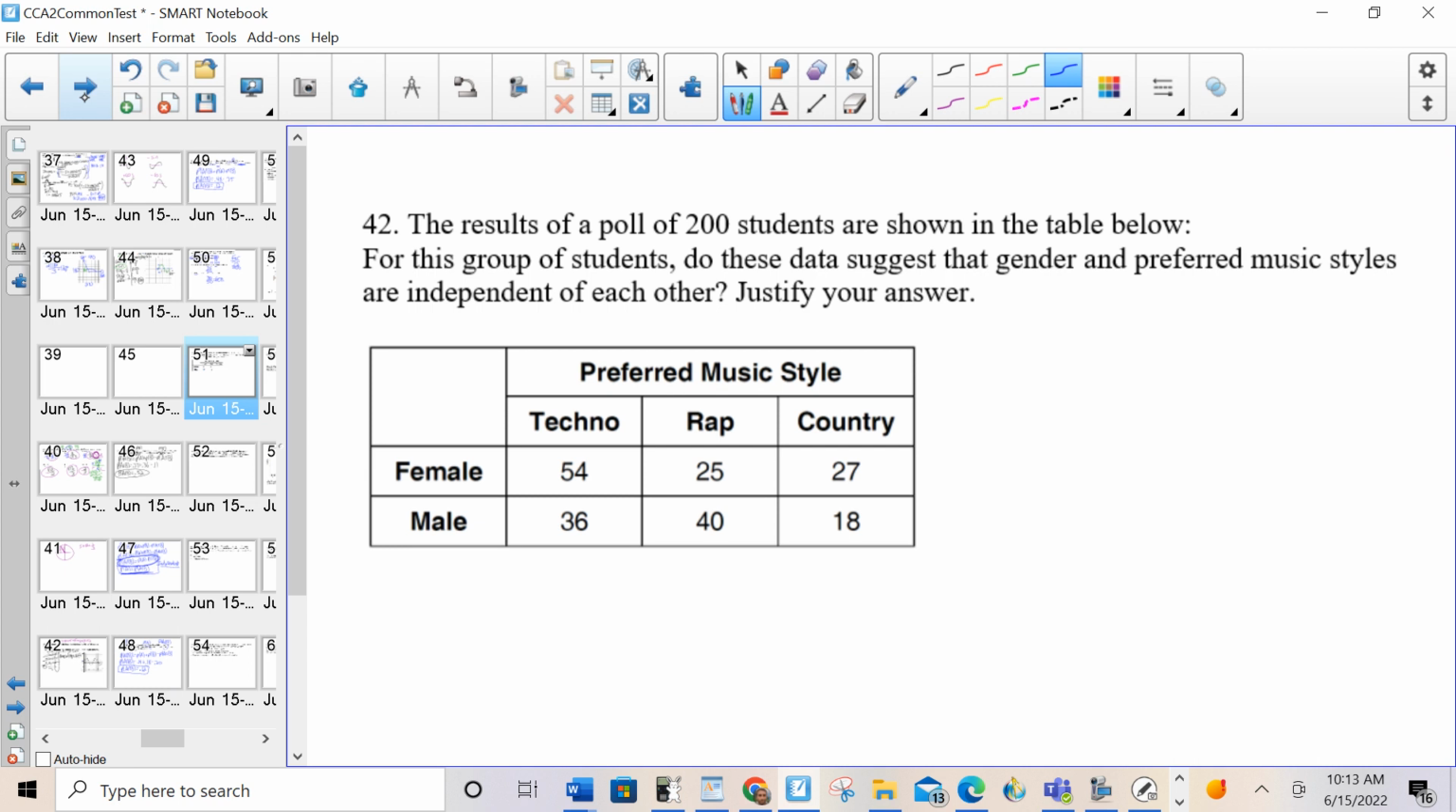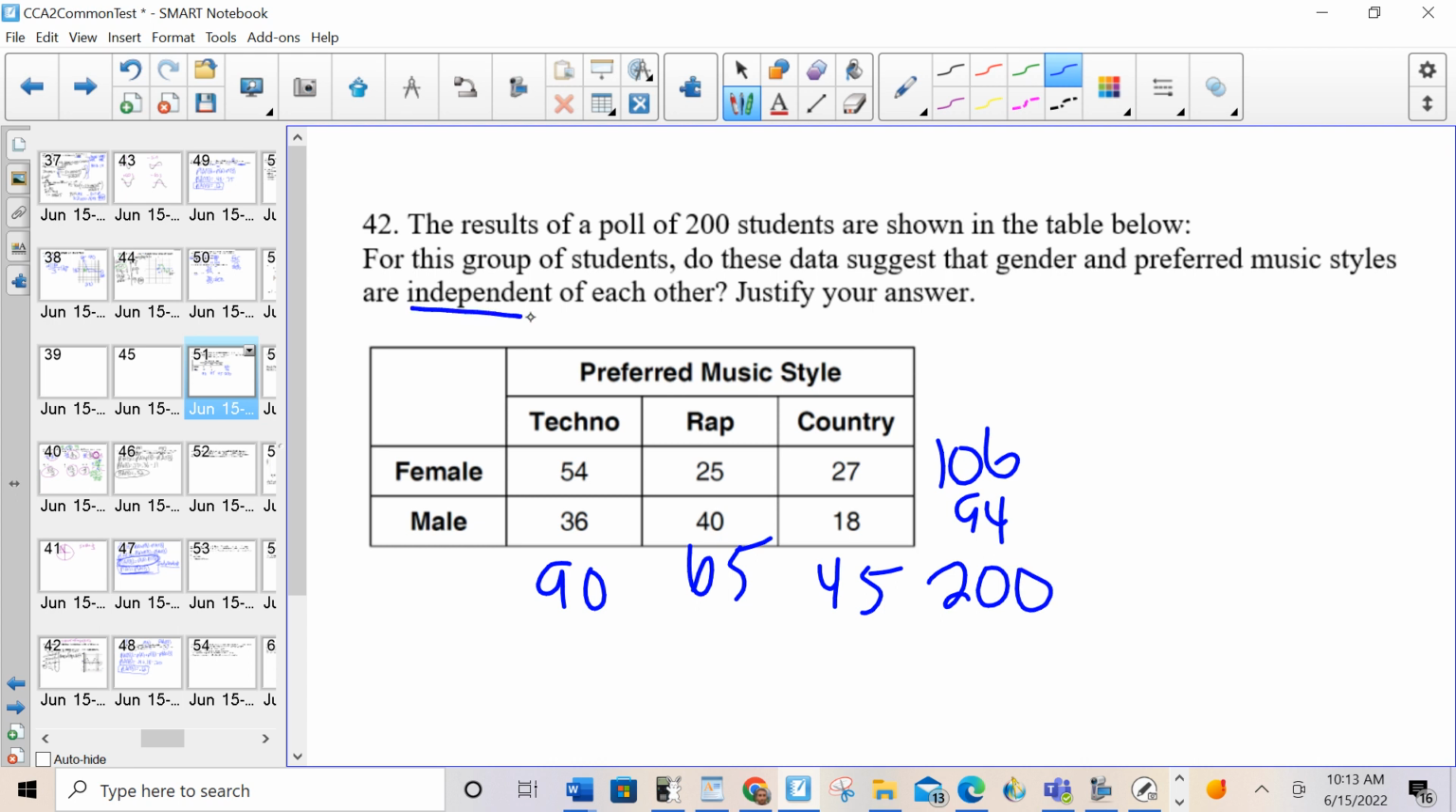Number 42, the results of a poll of 200 students are shown in the table below. Again, whenever I see a two-way table, I want to total everything up. So that's going to be 90, 65, 45. I'm going to use my calculator. That's a plus. 106, 94. Total total is 200.